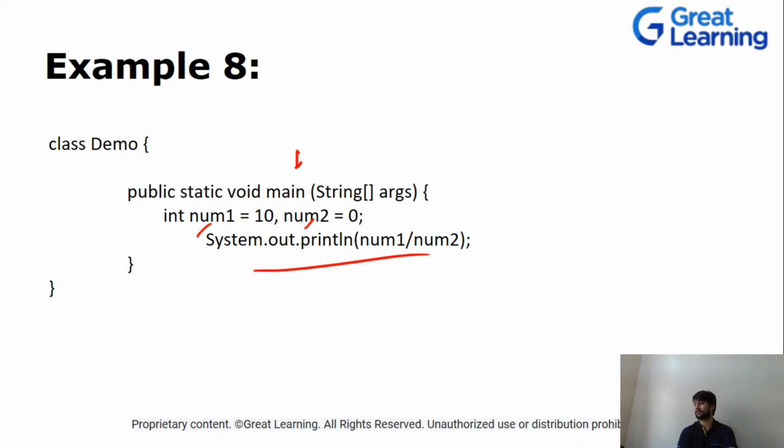Quickly, guys. Okay, Rohit says error. And what is the error? Can't divide by 0. Correct. Arithmetic exception. Yes, correct, guys.